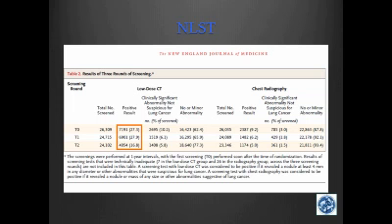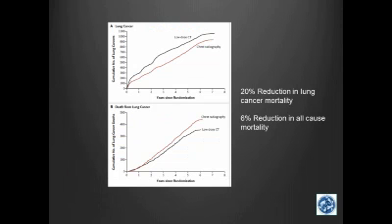A few people. Good. This is their results slide. You can see the positive results for CT scan significantly different than the positive results for chest X-ray. They were finding more abnormalities. This slide shows that they detected more lung cancers. They had a 20% reduction in lung cancer mortality and a 6% reduction in all-cause mortality.